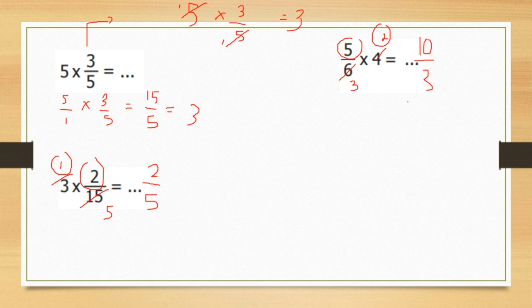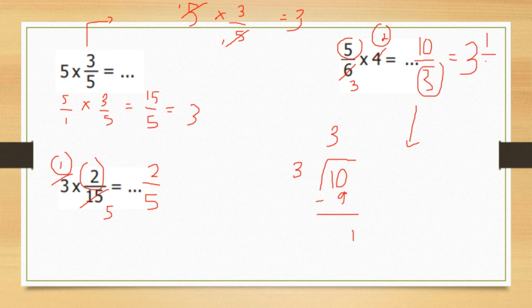Don't forget, 10 out of 3 is an improper fraction, so you have to convert it into a mixed number. How to do it? Remember, 10 out of 3 means 10 divided by 3. So it equals 3, since 3 times 3 equals 9, remainder 1. So the answer equals 3. Don't forget to put the remainder as the numerator. So 3, 1 out of 3.